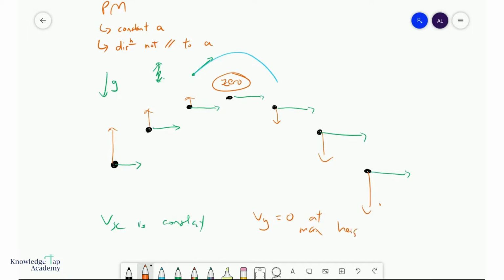And something else that's quite interesting is that if I compare this ball at equal vertical heights, so let's say here and here, the vertical velocities should always be equal in magnitude but opposite in direction. And that's also a feature of free fall. So that's all for some of the basics of projectile motion. We'll talk about how to analyze it using equations in the next video.